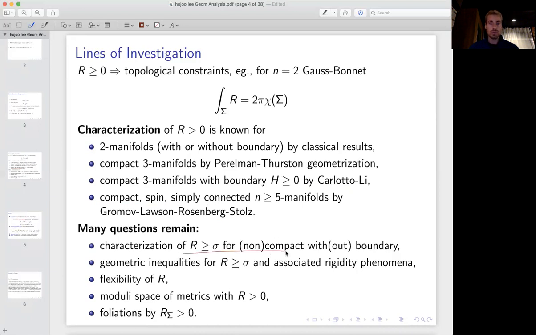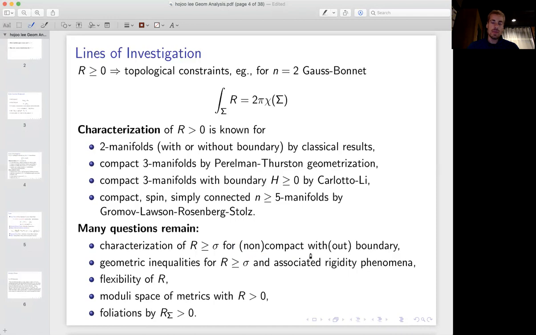So first of all, what about non-compact manifolds with or without boundary? So this question is much harder. I mean, it can be much harder because, of course, a lot of the proofs here use the compactness, and that really simplifies a lot of the arguments. So this question for non-compact is still very much open in many cases, even in 3 dimensions.